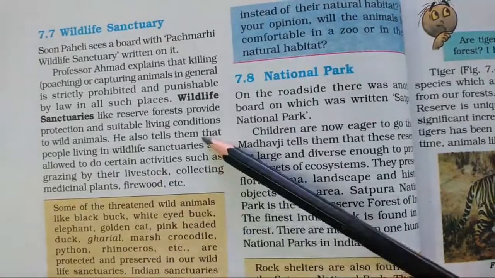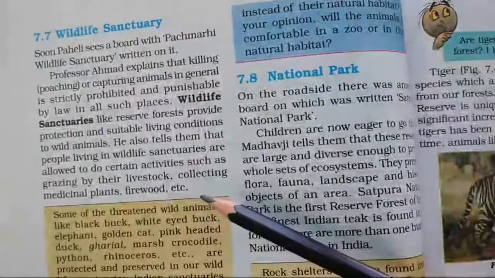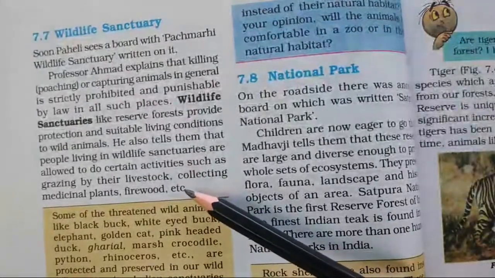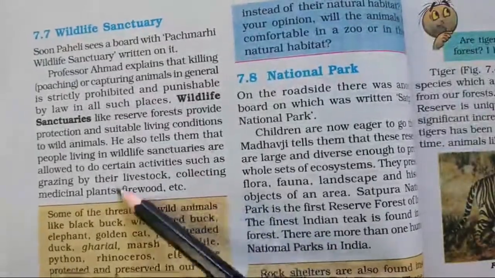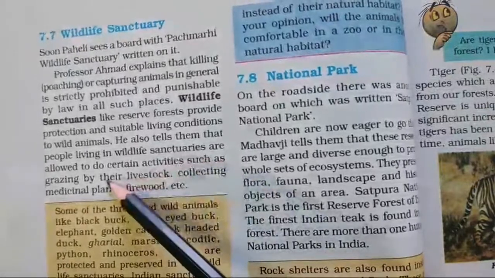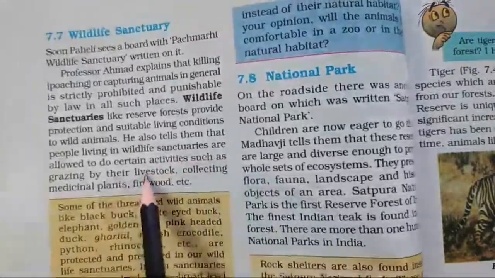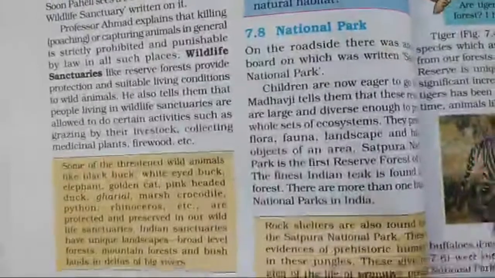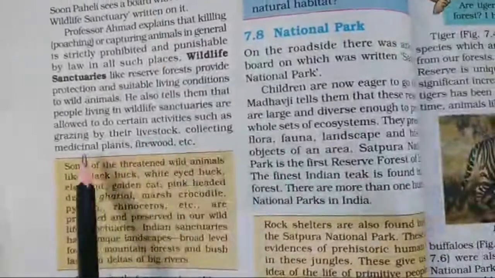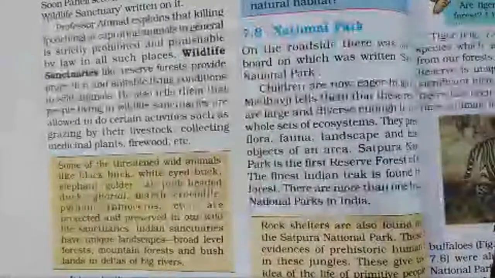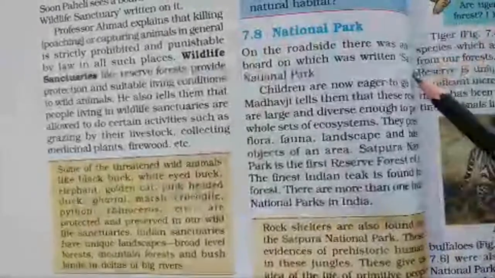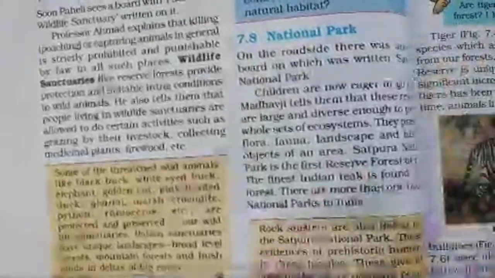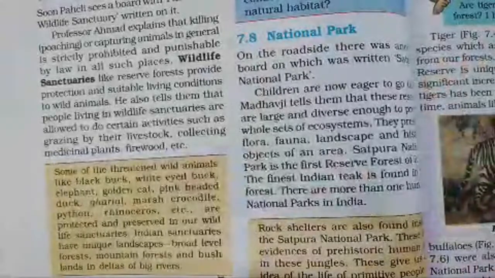In wildlife sanctuary, the people who are living in the sanctuary are allowed to do some activities, but they are not allowed to do some activities. Like they can send their animals for grazing. They are allowed to collect medicinal plants, firewood, but they are not allowed to touch the animals or kill the animals. There are strict laws.